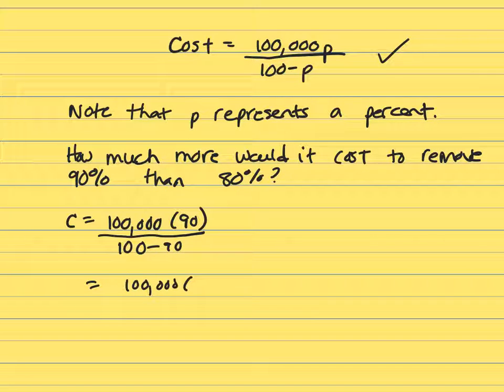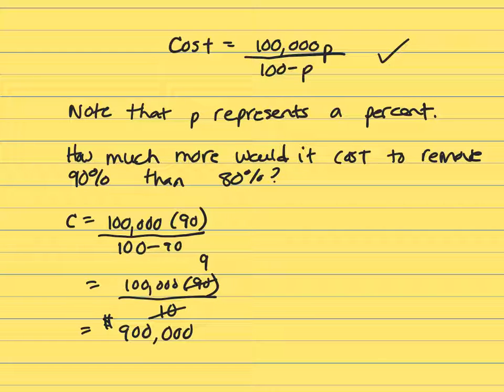You don't ever want to make your numbers bigger, because what you always want to do is try to cancel. So 10 will go into 90 9 times, so now you're left with 900,000. And that's the cost to get rid of 90%.